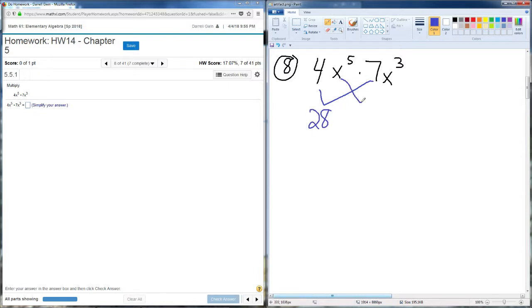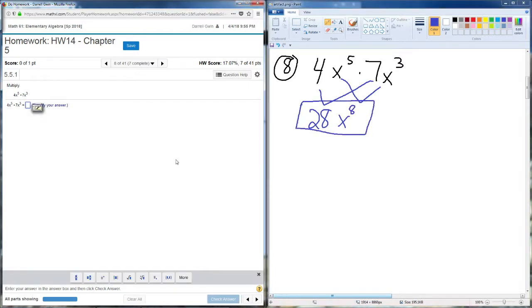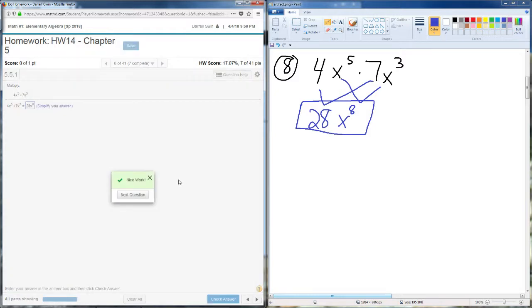And then x to the 5th times x to the 3rd, well, that's the product rule. 5 plus 3 is 8. The product rule of exponents. Let's type this in. 28x, shift 6, and type in 8. Enter. Nice work.